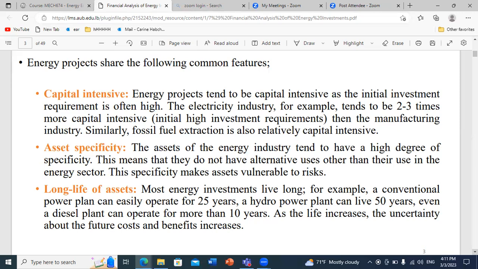Another problem also is the long life of assets. So most energy investments live for a very long period. So for example, a conventional power plant can easily operate for 25 years.